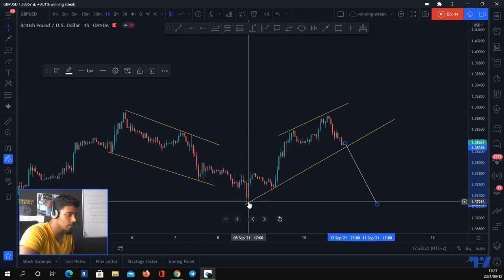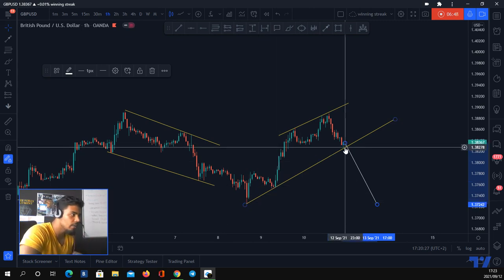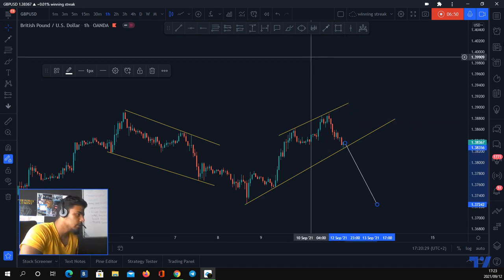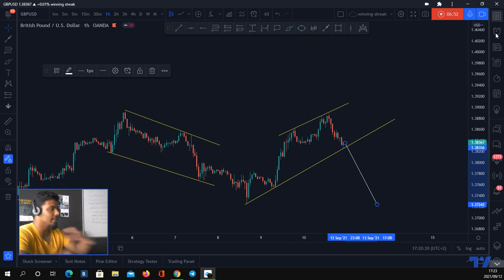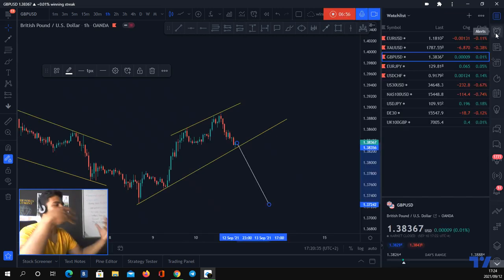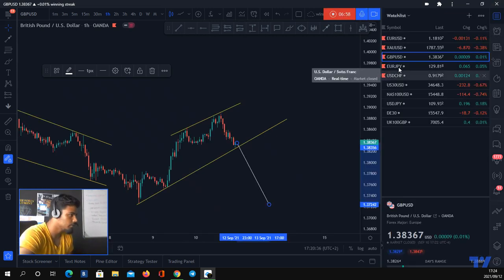That is for GBPUSD. Quite simple. One touch, second touch, third touch, trend line. Look for buys all the way higher. Moving on to the next level, level 574. I don't know what does that, but yeah, sure.